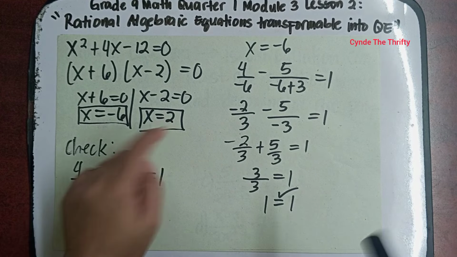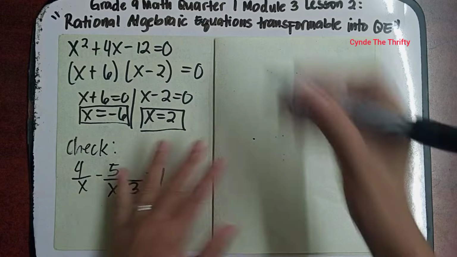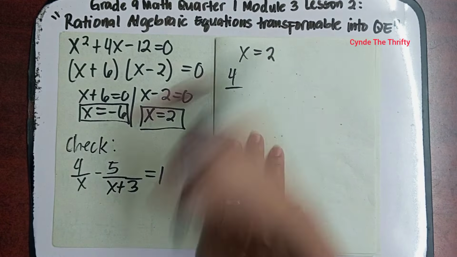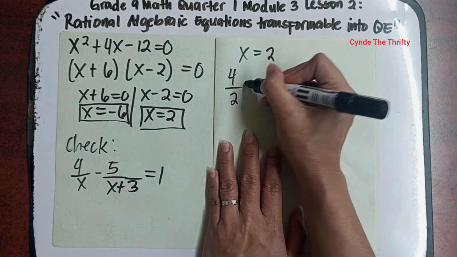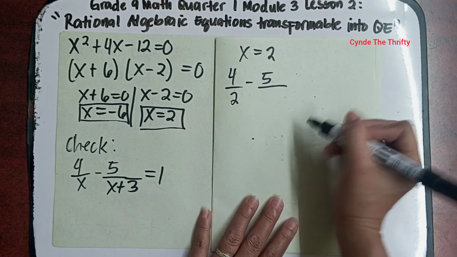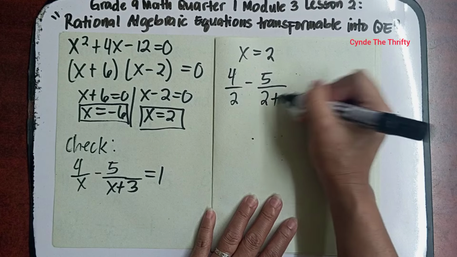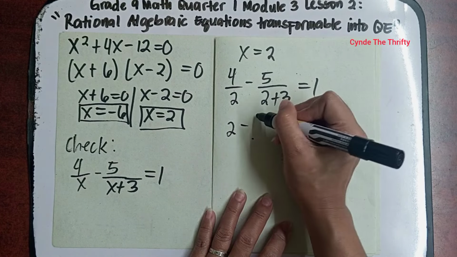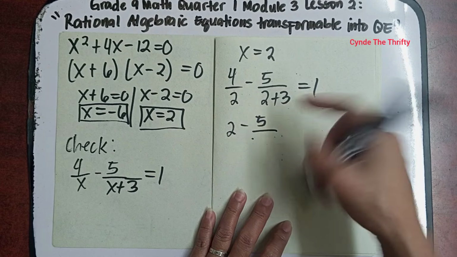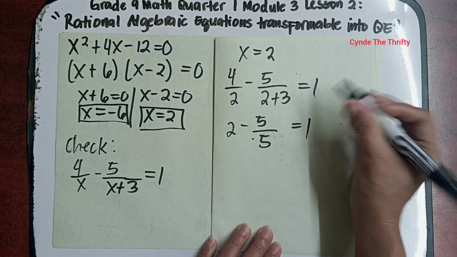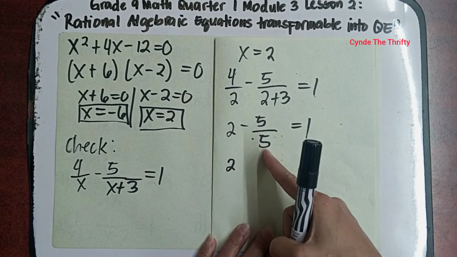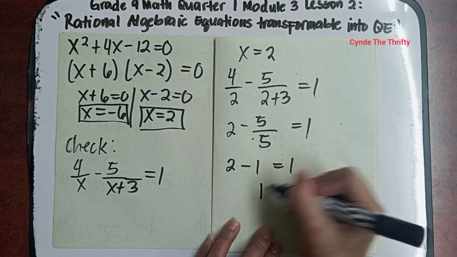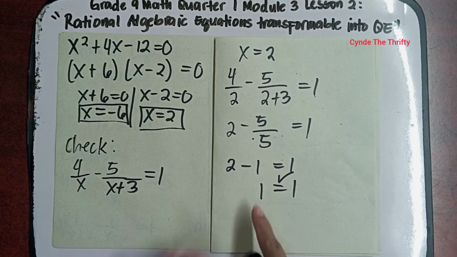If x naman tayo is positive 2, i-check naman natin siya kung ang value ni x is positive 2. So, 4 over x na 2 ang kanyang value minus 5 over x 2 plus 3 is equal to 1. So, 4 over 2 is 2 minus 5 over 2 plus 3 is 5 is equal to 1. So, 2, negative 5 divided by 5 is equal to negative 1 is equal to 1. 2 minus 1 is 1 and 1. Okay? So, equal both sides.